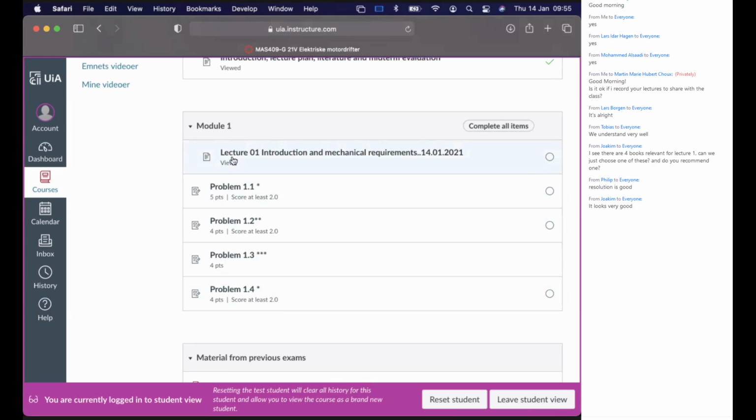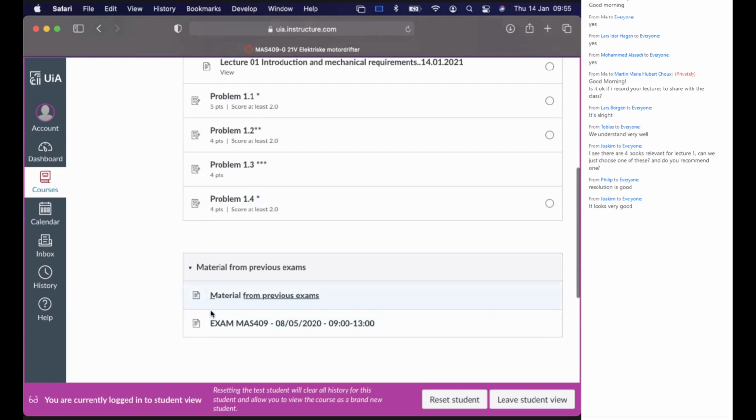So once you have viewed lecture 1 and got at least 2 out of 5 points in problem 1, 2 out of 4 in problem 2, this is not mandatory, and 2 out of 4 points in problem 4, then it will unlock the next module and you will be able to follow the rest of the course. If for any reason you have some problems and you don't manage to unlock these problems here, just let me know and I will help you. But I will also help you anytime during the tutorials if you have questions, of course.